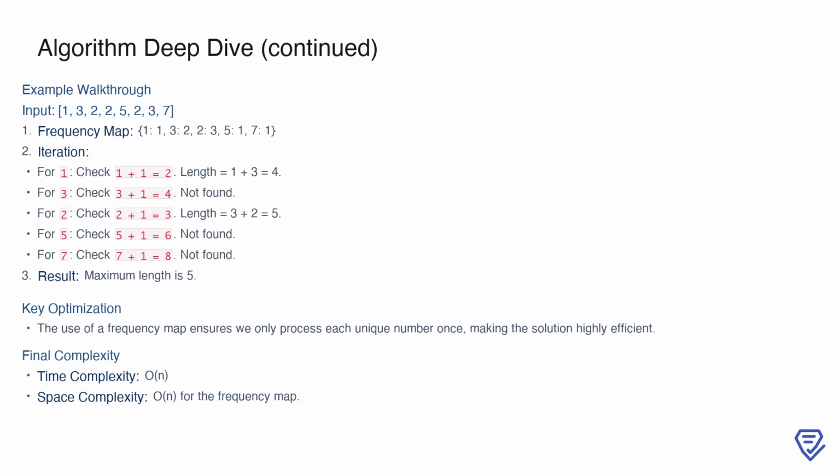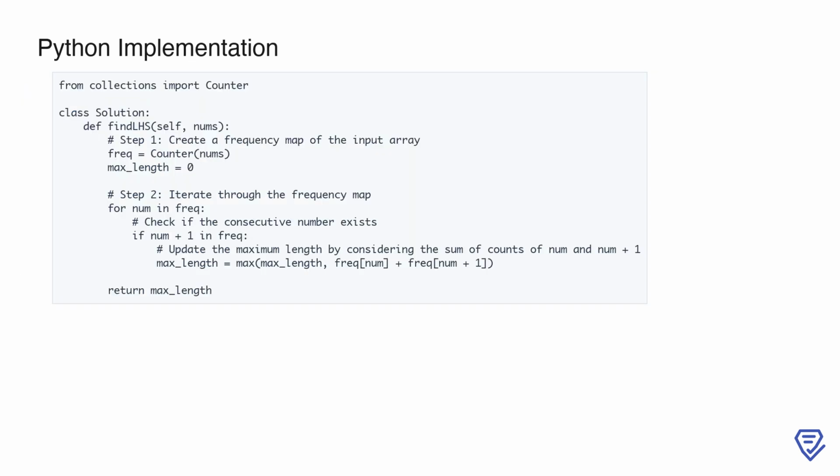The time complexity is linear, as we only process each number once, and the space complexity is also linear due to the frequency map. This makes the solution both elegant and highly efficient for large input arrays. This is the Python implementation of the solution to LeetCode problem number 594, Longest Harmonious Subsequence.